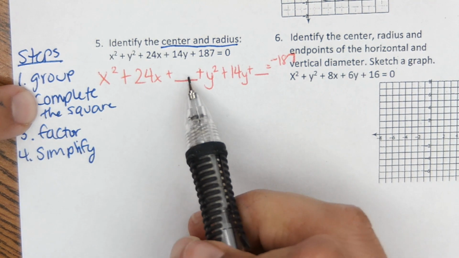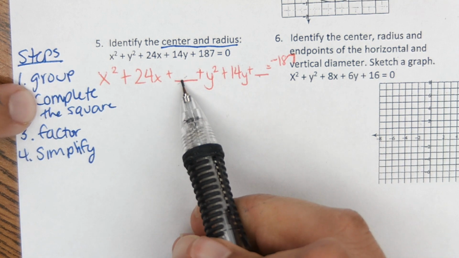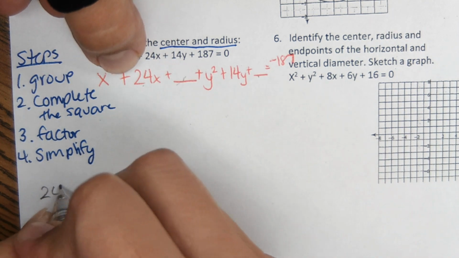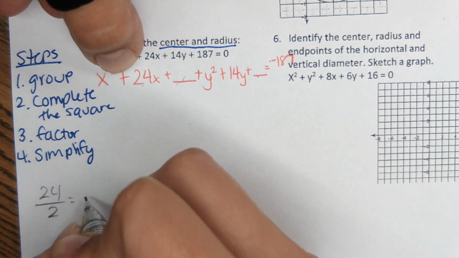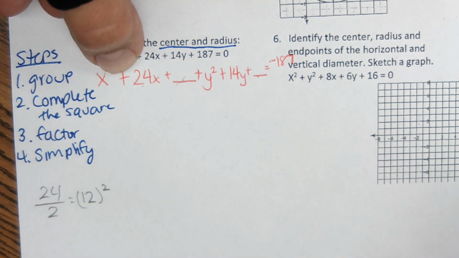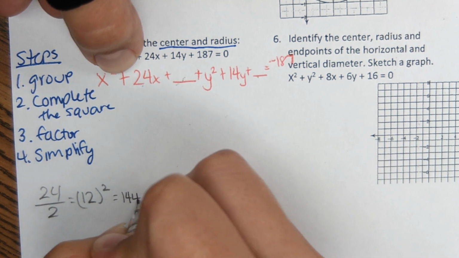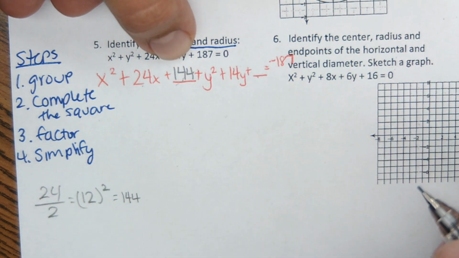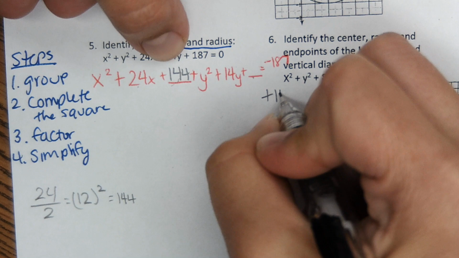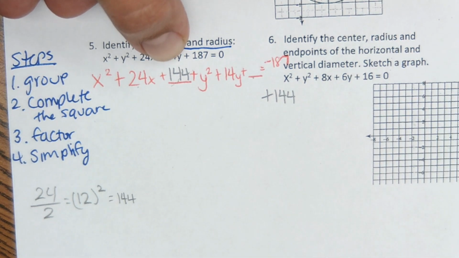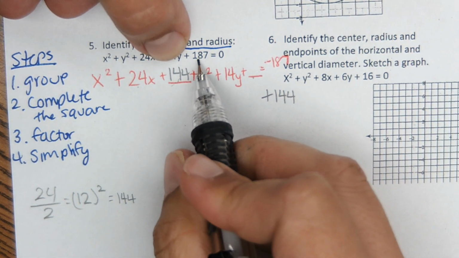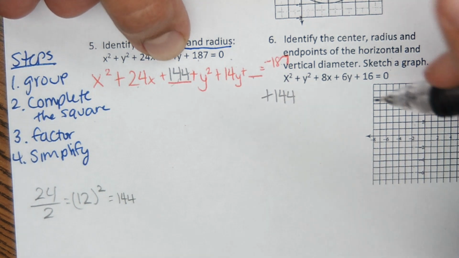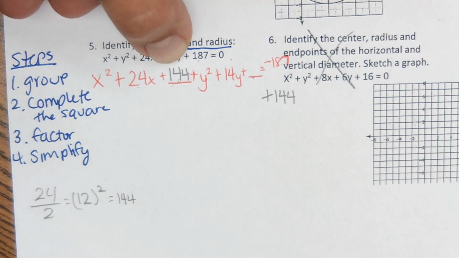Now we're going to complete the square. We need to find the value that we put here. And the way we find that value is we're going to take this number, divide it by 2, and then square it. So we get 144. So that goes here. And then whatever you add to this side of the equation, you also have to add over here. I just put the 187 on the other side. By the way, we're not going to do number 6, so if you need to use that space, you can.